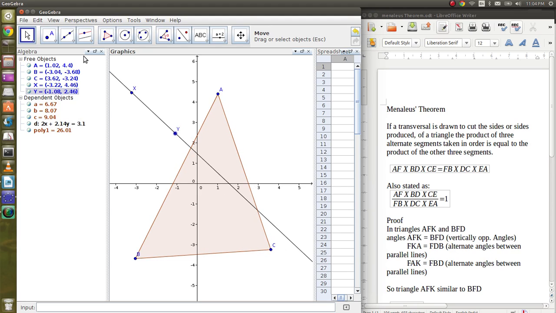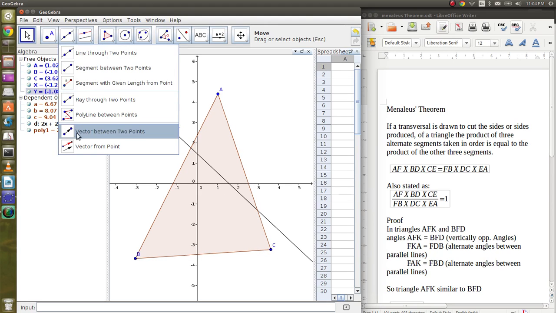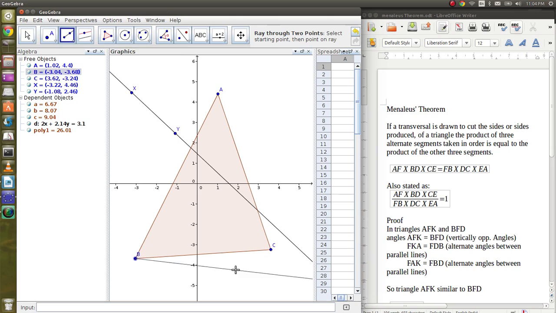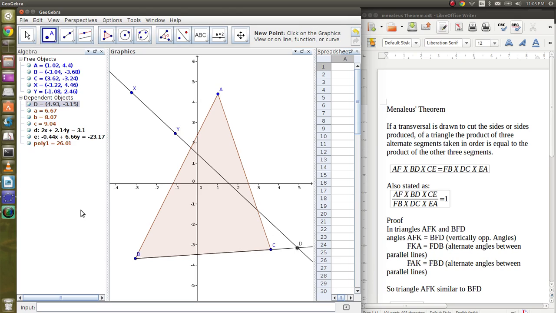Let's extend this line through two points to meet the transversal. Okay, so now the point opposite to A will be D. This will be D. And opposite to B would be E. And opposite to C would be F.